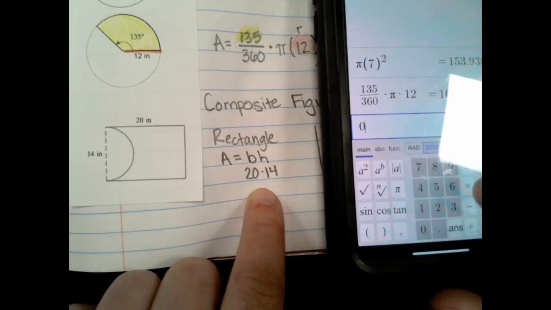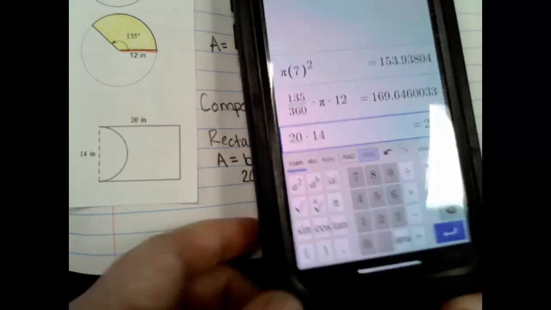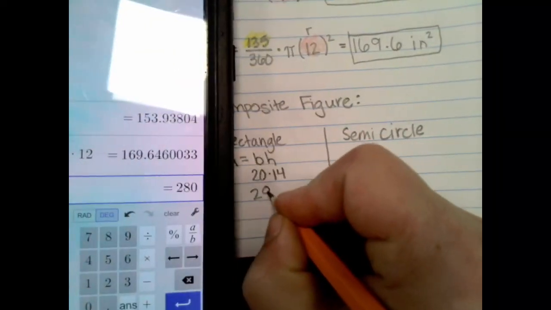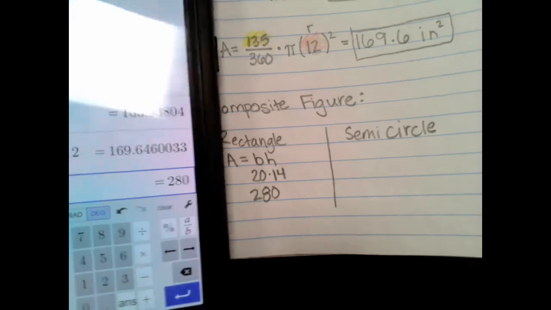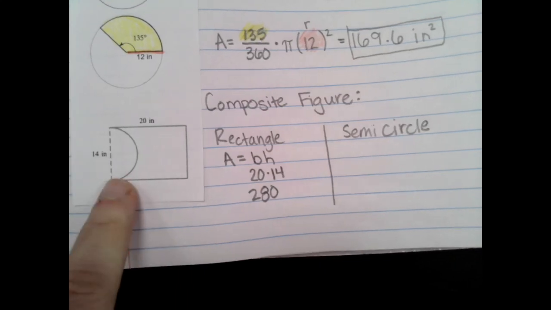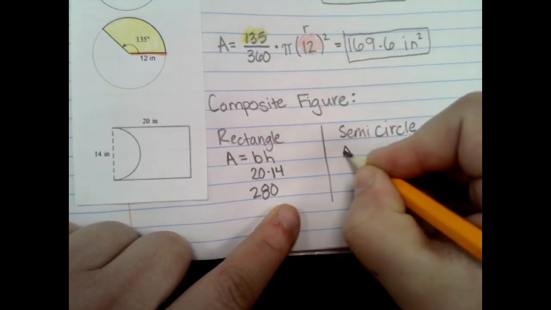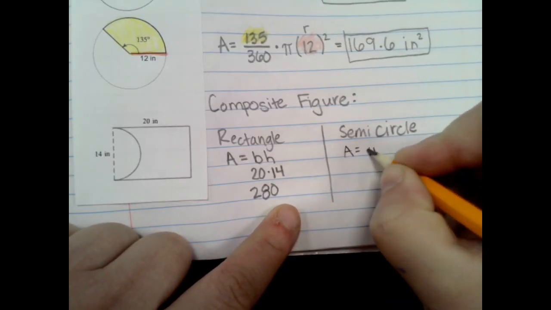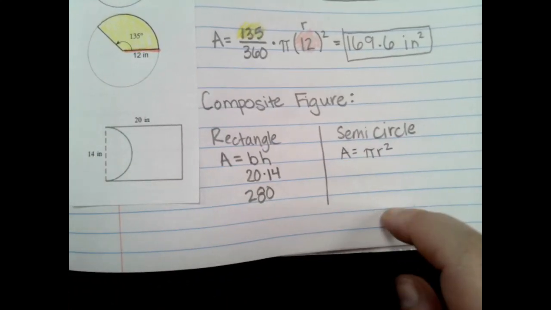All right, 20 times 14 is a handy dandy 280. Okay, so our rectangle is 280. Now we're going to find the semicircle. There's two ways to do semicircle. Either we can think of it as a circle sector. How many degrees is a circle sector? Or how many degrees would be a semicircle? 180. Or we can just find the whole circle and then divide by 2. Yeah, we're splitting it in half. Either way, I like to do the whole circle and then just divide by 2 at the end. That's the way my brain works.